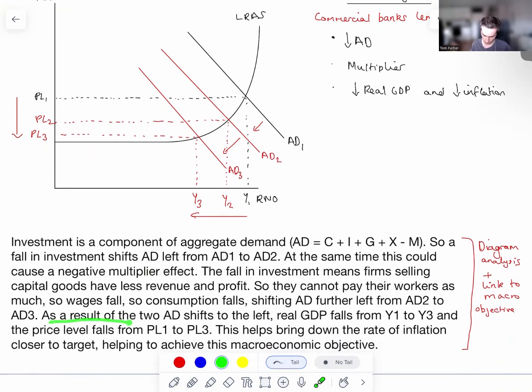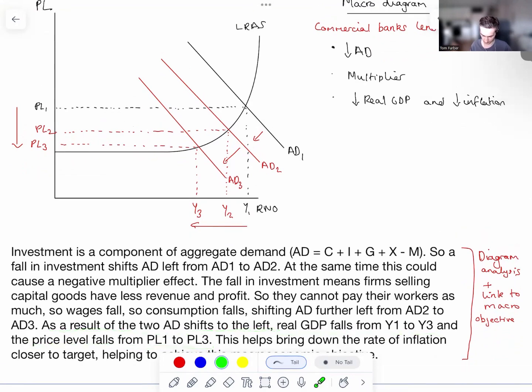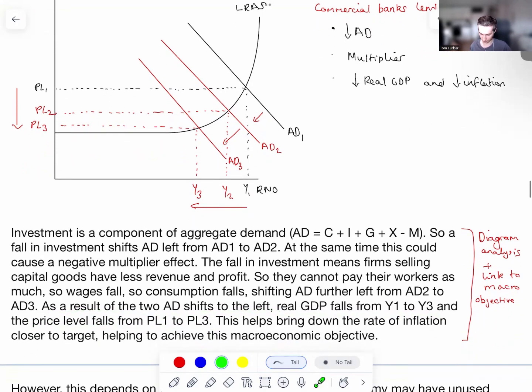As a result of the two shifts in AD, real GDP falls from Y1 to Y3, and the price level falls from PL1 to PL3, as seen in the diagram here. This helps bring down the rate of inflation closer to target, helping to achieve the macro objective. So again, we've explained the diagram for the macro point, and we've linked back to the macro objective.